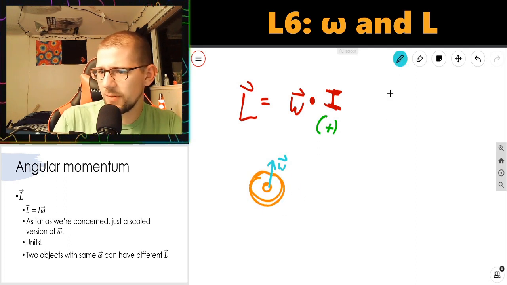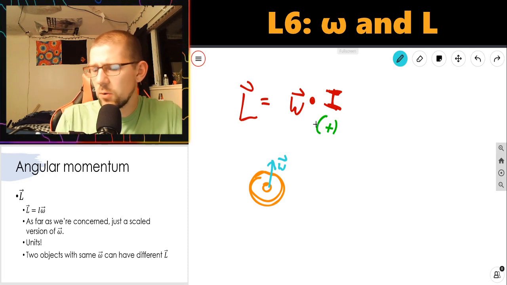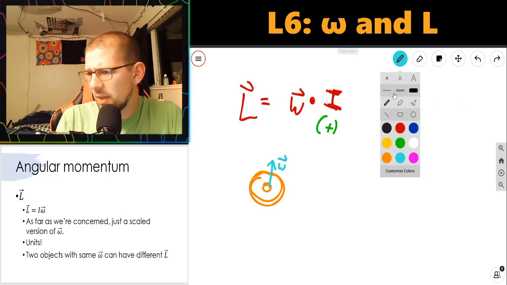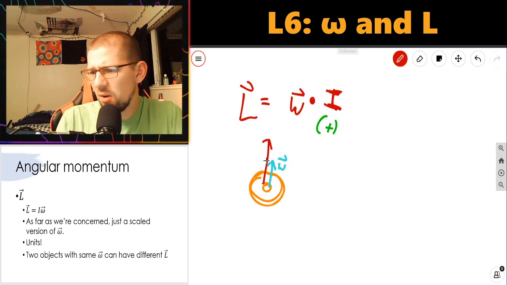Double check with your right hand rule. So it's rotating this direction if this side of the disk is closer to me. It's like a donut that I'm drawing with the side closer to me. Okay, so my omega points upward. My angular momentum is also going to point upward in this case. So here's my L. L is just a scaled version of omega.